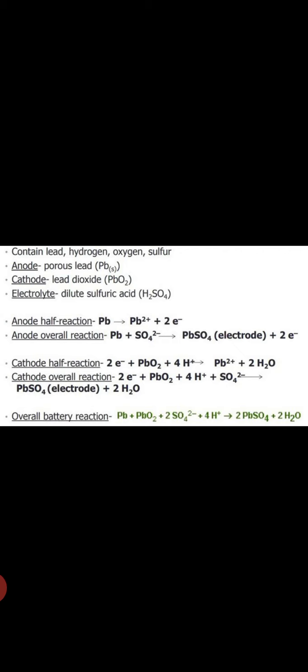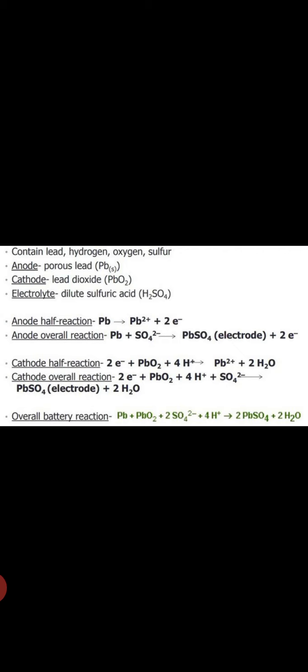Alright, now the cathode reaction: these two electrons will be gained by PbO2 along with H+ ions released from water to form Pb2+ and water. Got it? Now the overall cathode reaction you can see is given there, and the overall battery reaction at the bottom is given there: Pb plus PbO2 plus SO4 2- plus 4H+. You can add these two reactions, the anode reaction and the cathode reaction, and whatever is cancelled, the electrons, will be cancelled, and whatever is remaining on the reactant side and product side you add, and you will get this final answer. This is the final answer, very simple.